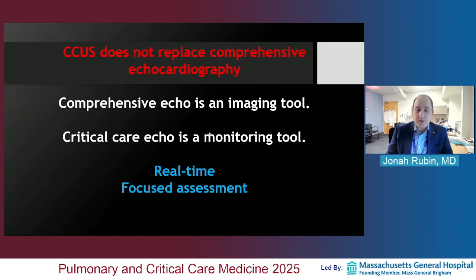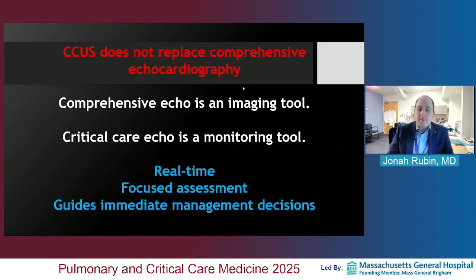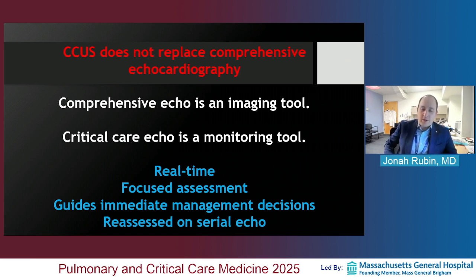So critical care ultrasound is real time. You have a focused assessment. You're going to guide immediate management decisions, and you can reassess on serial echo. And so a lot of what we look at will overlap with comprehensive echoes, not to as fine a degree, but some things that we would focus on might be a little different.